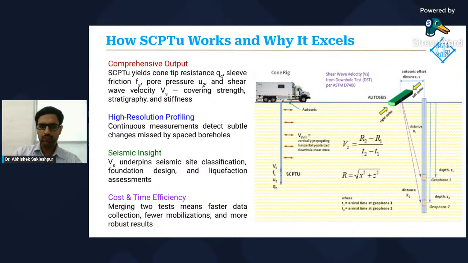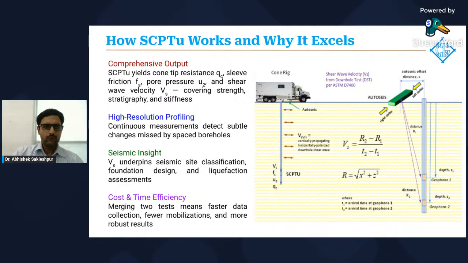Now, to generate these waves, we need a source that is typically a shear beam at the ground surface. So when the beam is struck, we generate vertically propagating and horizontally polarized downhole shear waves that are picked up by the geophones. Depending on the arrival time of the waves and the distance from the source to the geophones, we then calculate the shear wave velocity using this equation here.